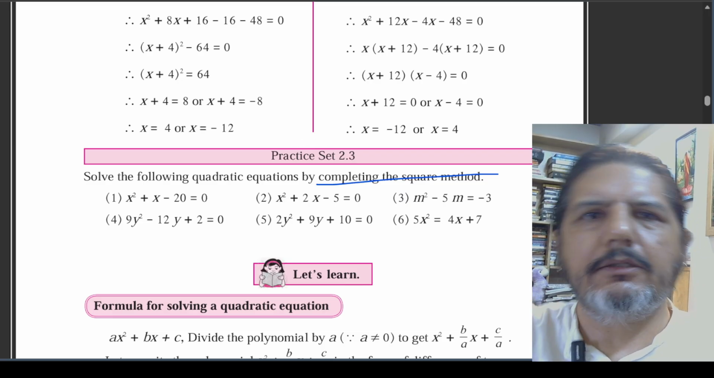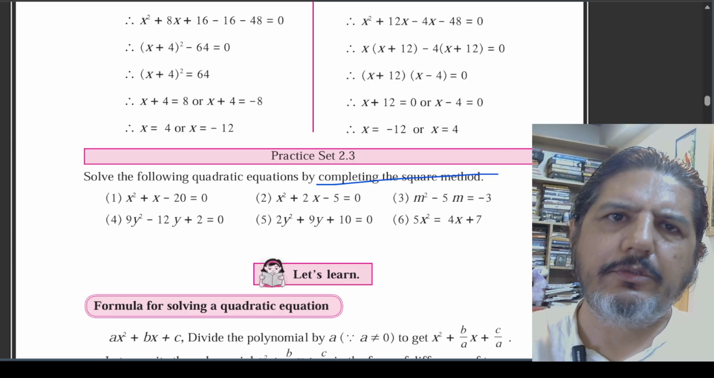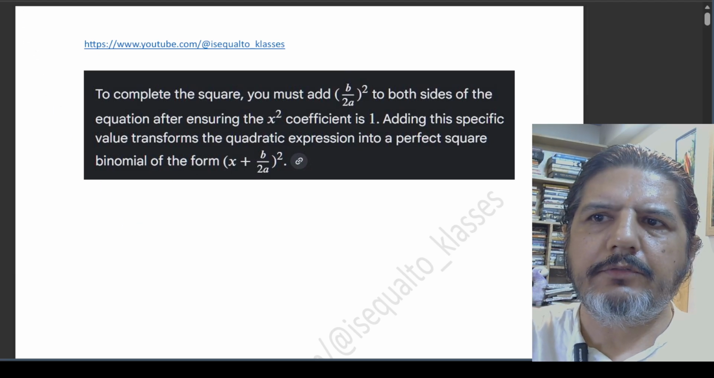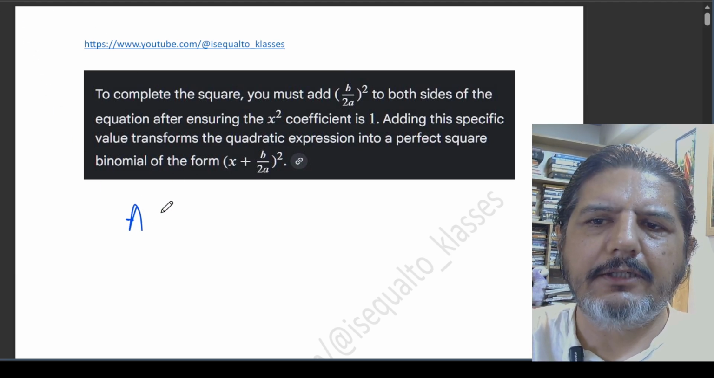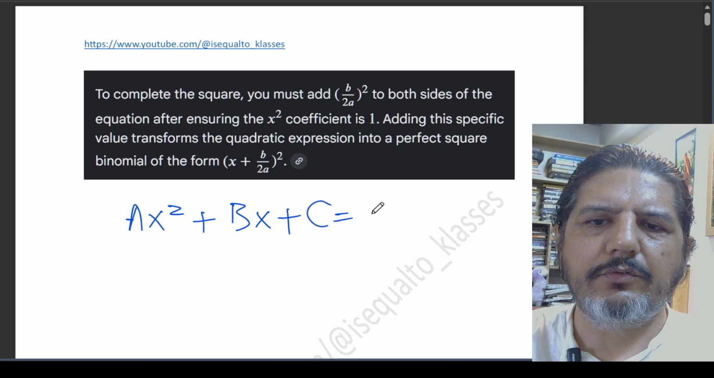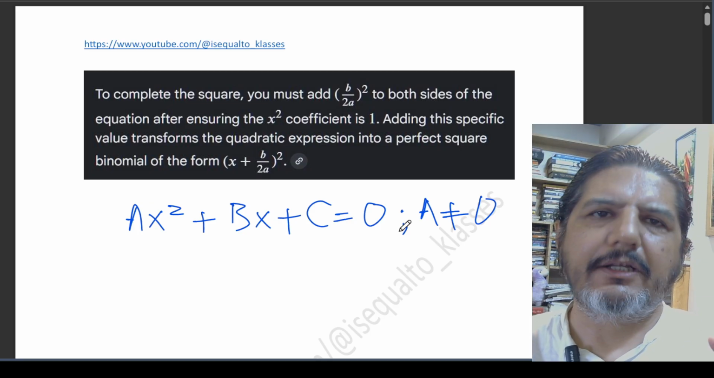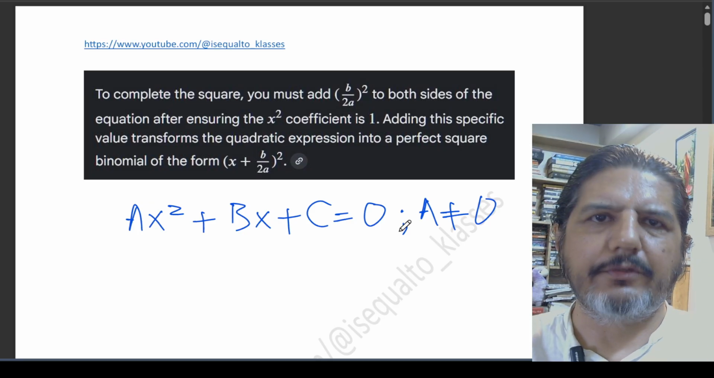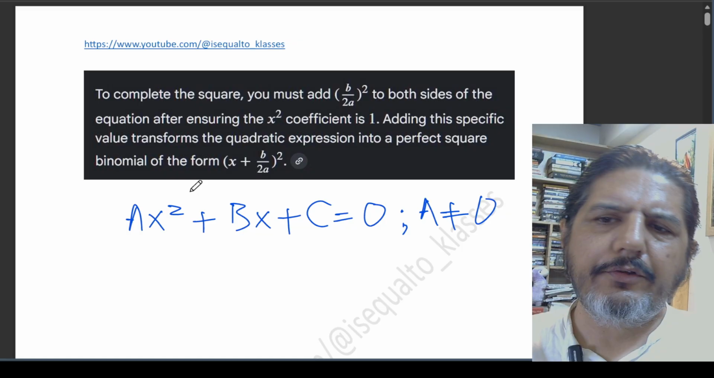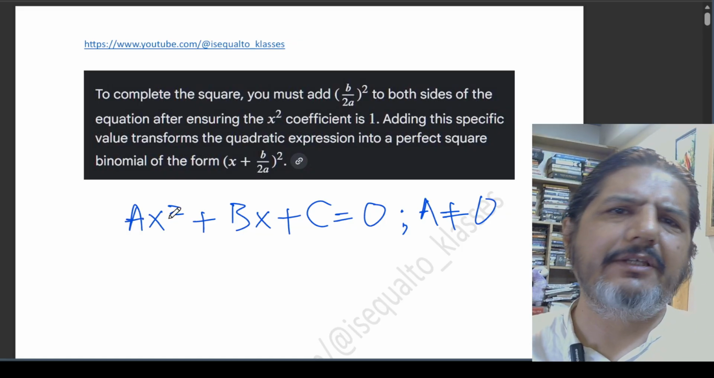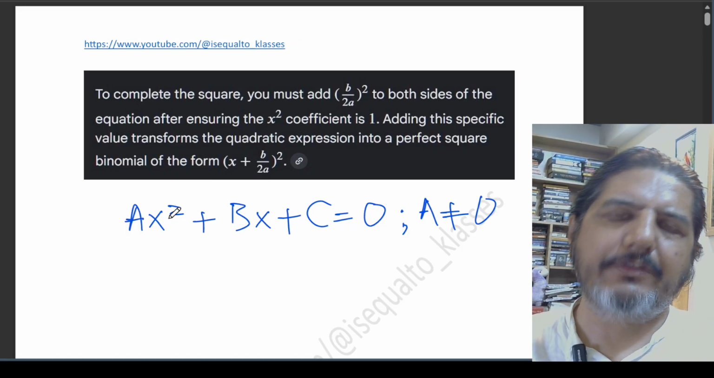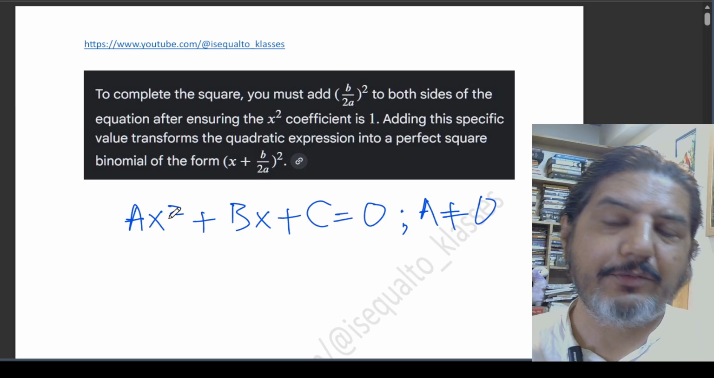Now, there are one or two things that you need to understand. The first thing is that ax square plus bx plus c is equal to 0, a is not equal to 0. This is how a quadratic equation looks. This is the general form of a quadratic equation. Please remember that. This a, b, c can be in capital or small, that doesn't matter. So this is the first thing that you need to understand.